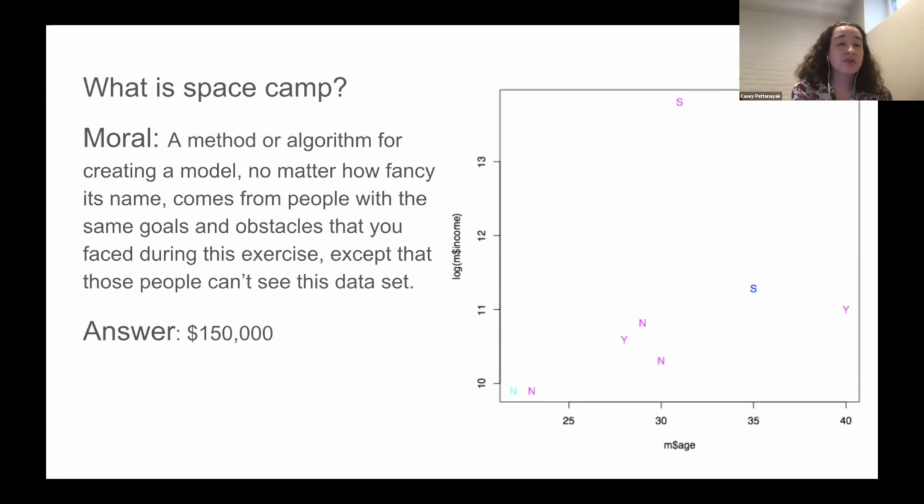So the moral on this very first day is that a model is some method or algorithm, and no matter how fancy its name is, even if you were trying to sit there and write a regression, it comes from somebody, maybe a long time ago, maybe recently, who had the same goal you just did. They're trying to make a prediction, but they faced the same obstacles you faced, except you have an advantage because you can actually see the data set, right?